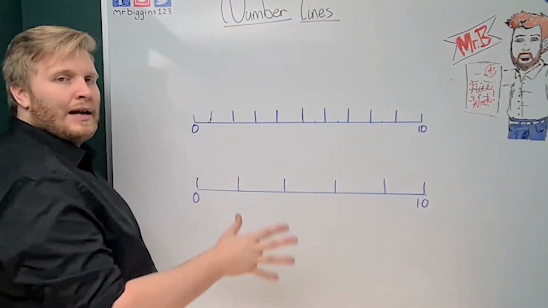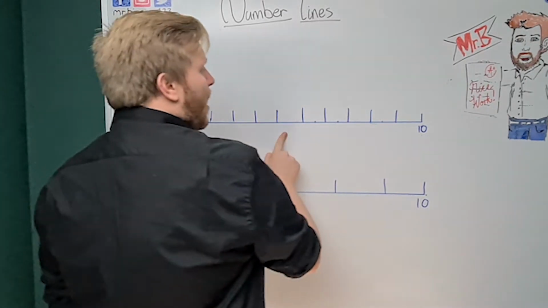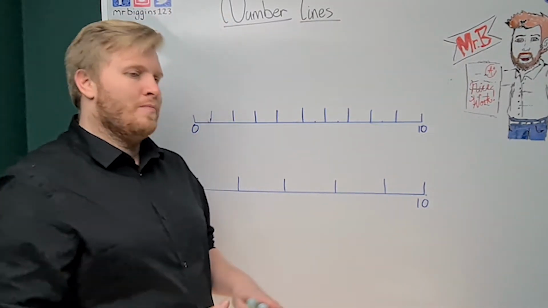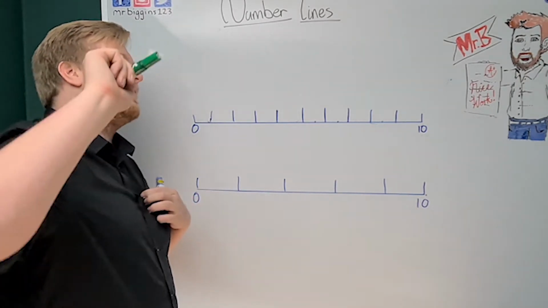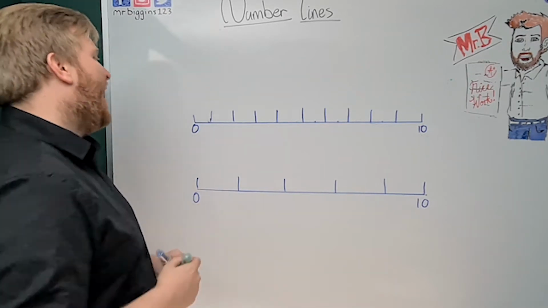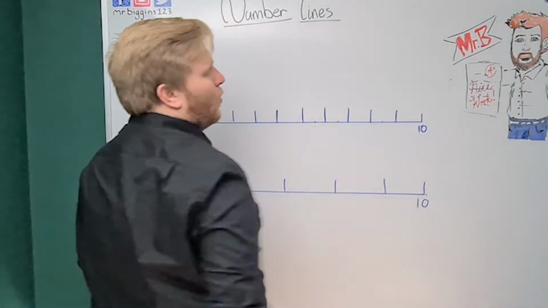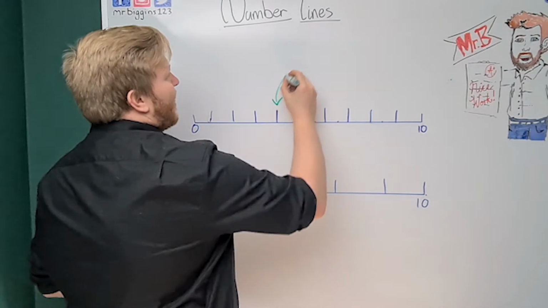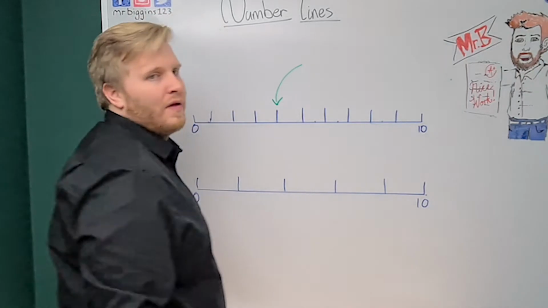Now you can see they're slightly different because this one has more markers going down it than this one. Whatever we're doing on a number line, whatever questions we've got on them, the first thing that we always need to do is work out how much each of these lines is going to cost. So if someone said, what is that number there? We need to know how much each one of these lines is to work that out.